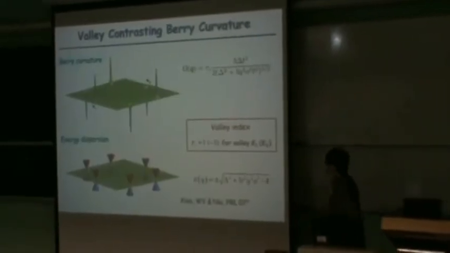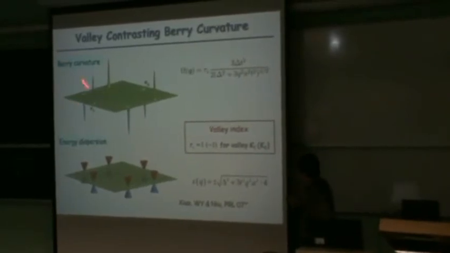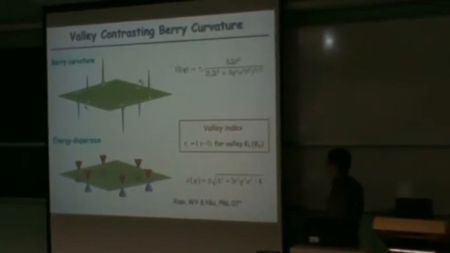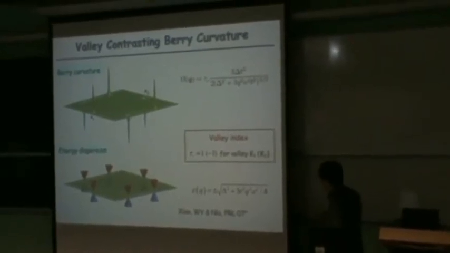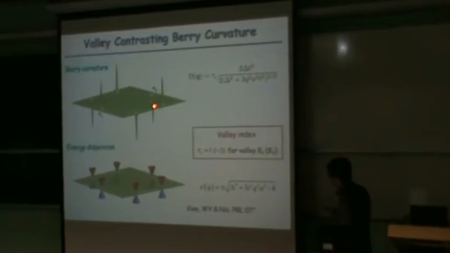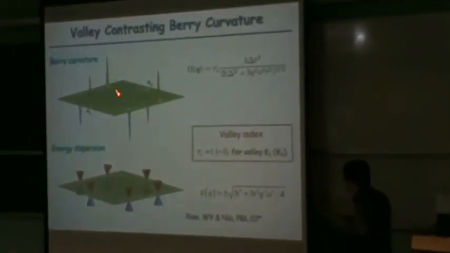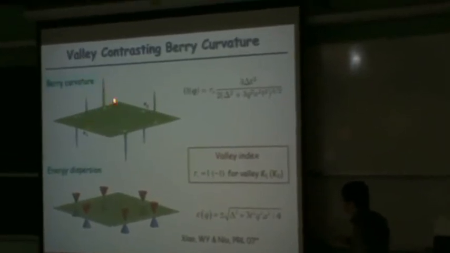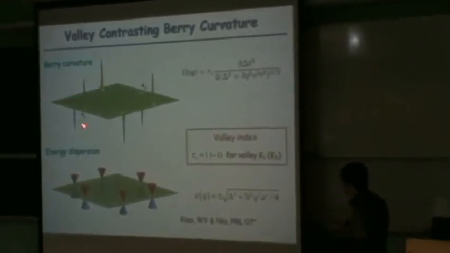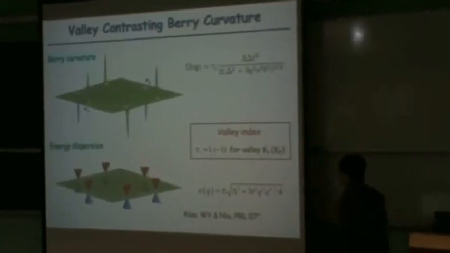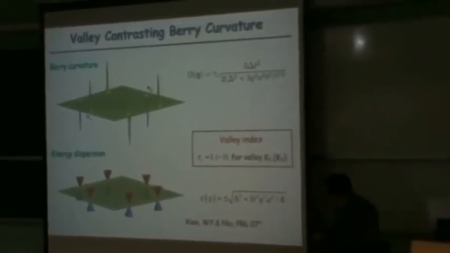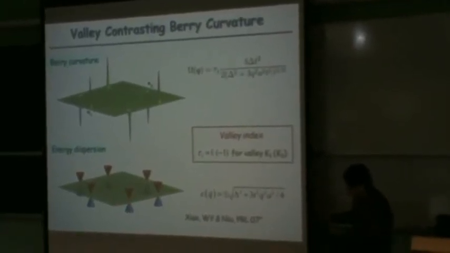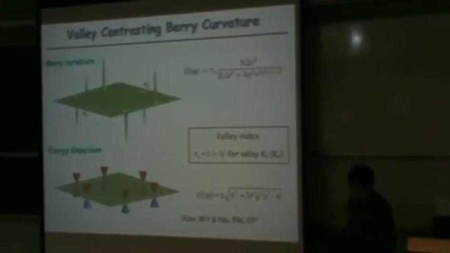Here is the result, the calculation of the Berry curvature in biased bilayer graphene. You can see the Berry curvature is pretty much zero everywhere except at the K values, and at K and minus K, or K prime, the Berry curvature is just opposite. One is positive at K, and negative at minus K. Here, the band gap opens due to the biased bilayer graphene.